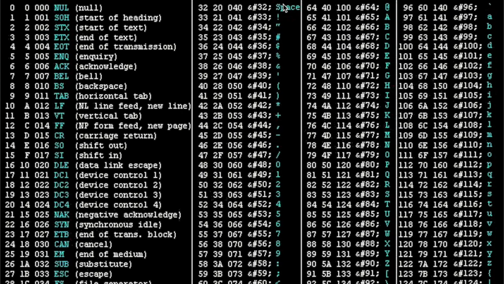So you might say value? What do you mean by value? Well, every character on the keyboard actually has a numeric value. That numeric value is the code for that character. So for example, space is the number 32.